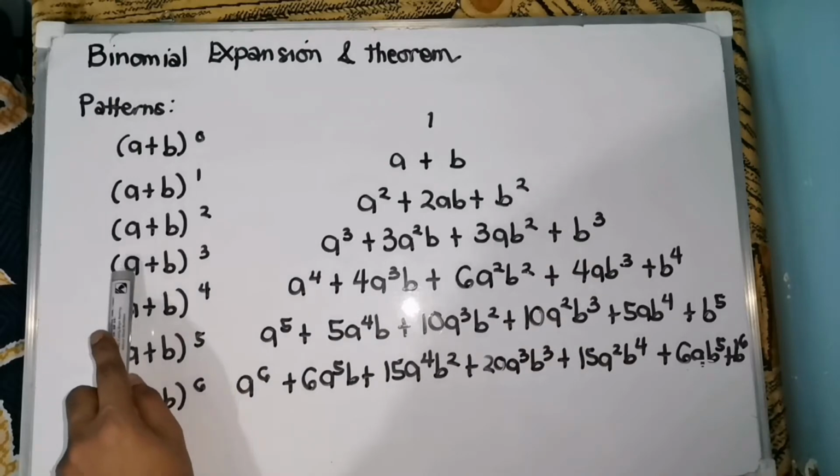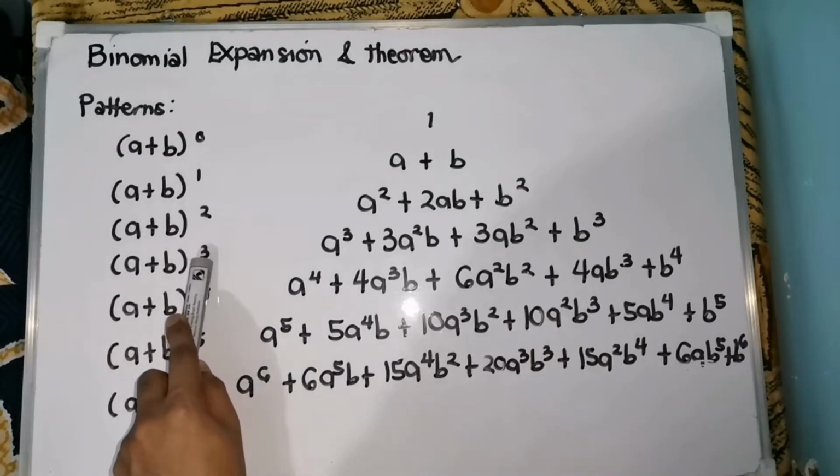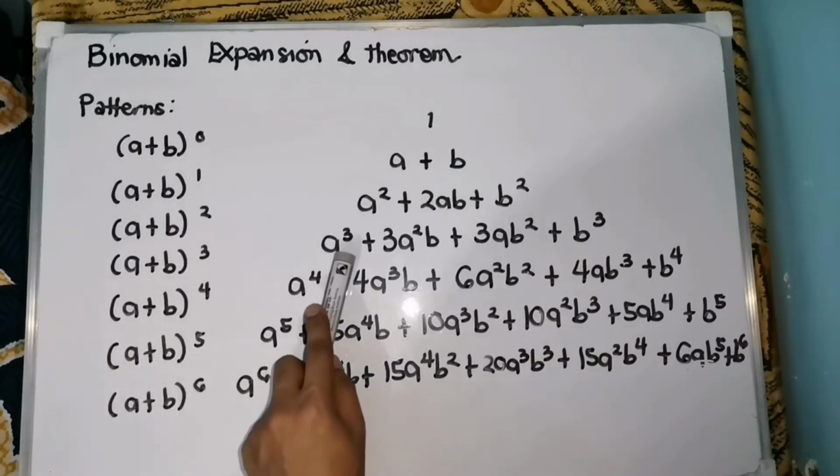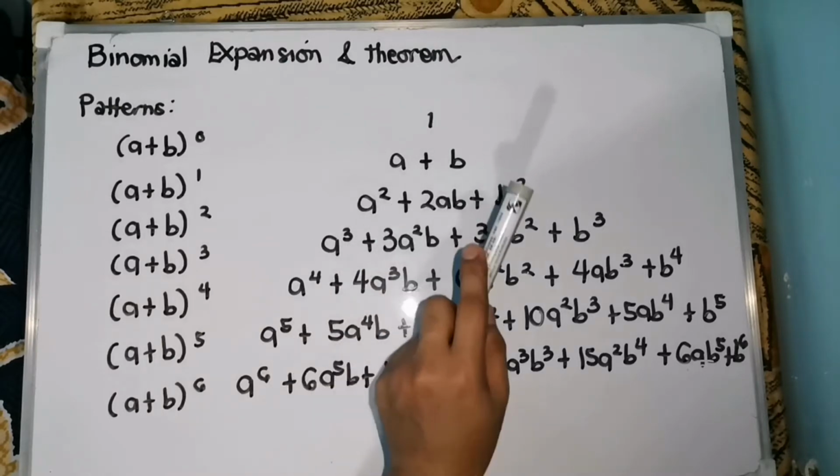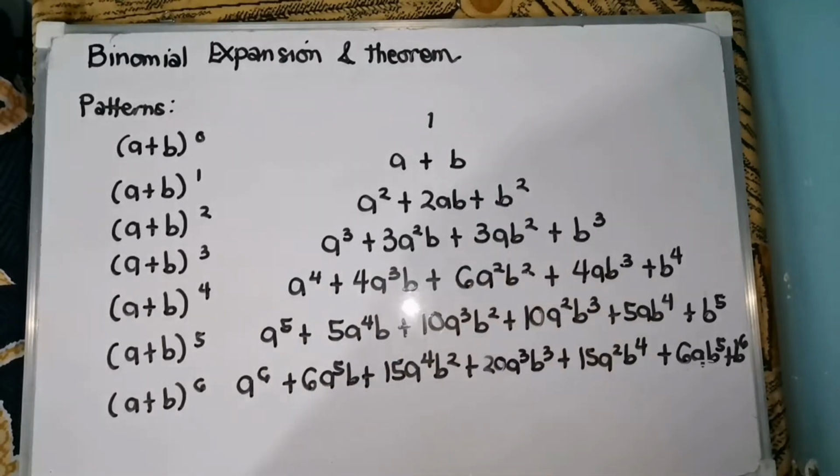When a plus b cubed, that is 3 plus 1, so you have 4 terms. So, 1, 2, 3, 4. We can count the terms because they are separated by plus or minus signs. So that is the first pattern. For example, we are going to expand a plus b to the 10th. How many terms are there in the expansion? There are 11 terms. So that is our first observation.